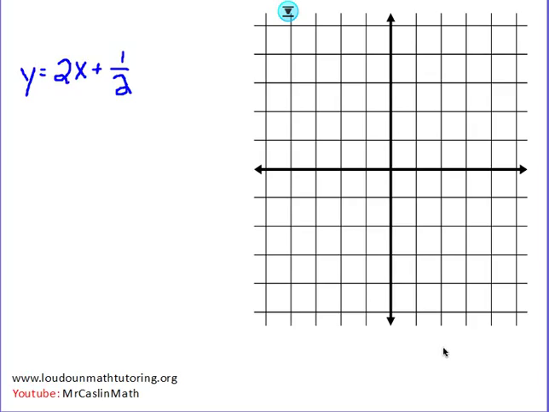Greetings, it's Mr. Caslin. Wanted to show you real quickly an example of one of those problems that you were doing, graphing a line that has non-integer intercepts, is the way I believe it was worded.